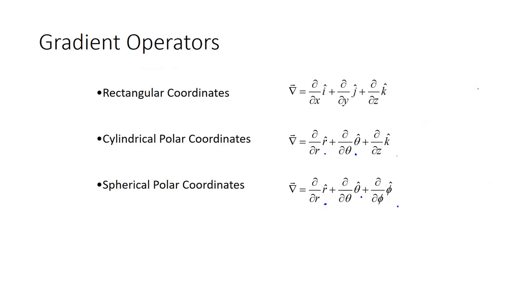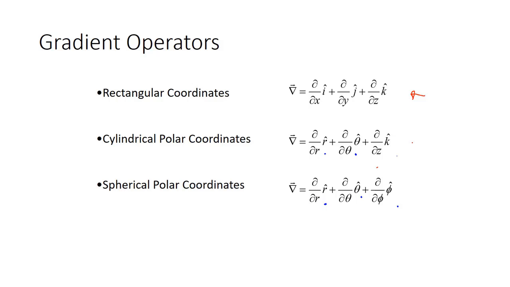In different coordinate systems, for rectangular coordinates, we take the derivative with respect to x, and that's our i component, the derivative with respect to y, and that's our j component, and the derivative with respect to z, and that's our k component.